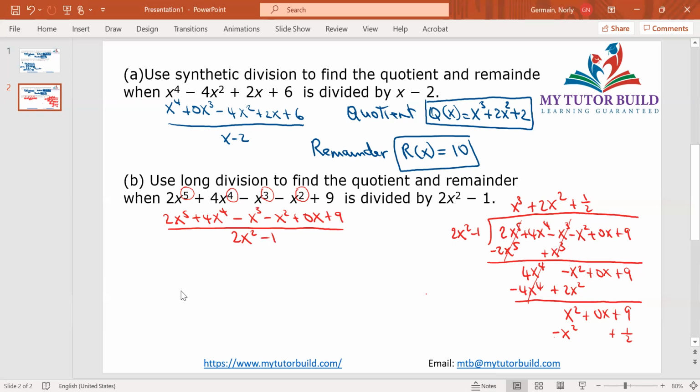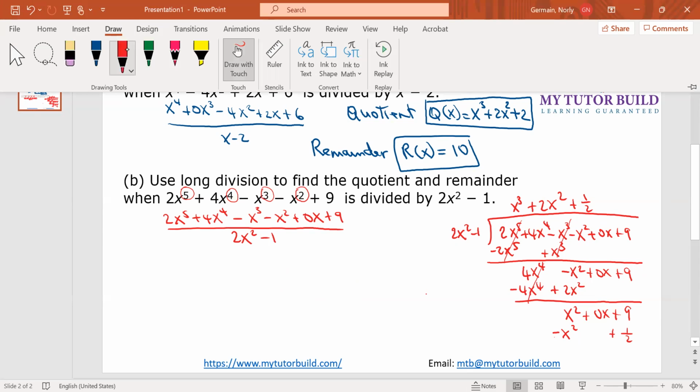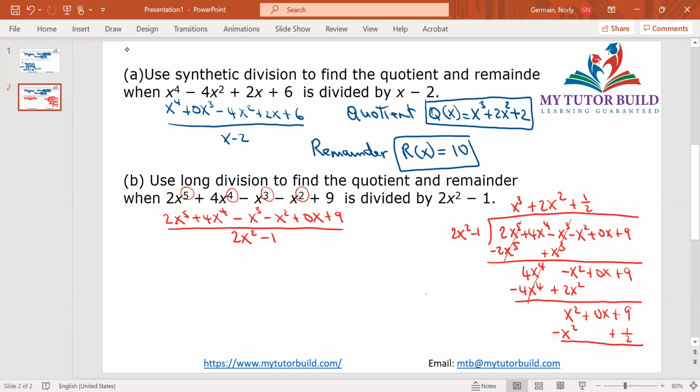Now look, once we do this division right here, we end up having 9 plus 1/2. What is 9 plus 1/2? If I have 9 plus 1/2, I simply need to get the same denominator. 2 times 9 is 18 over 2 plus 1/2. Same denominator, you can add the numerators. So we have 19 over 2.